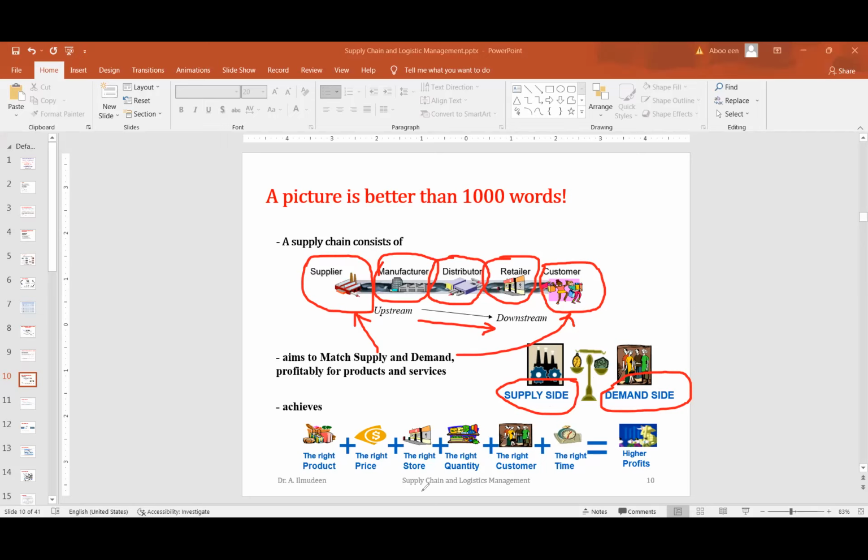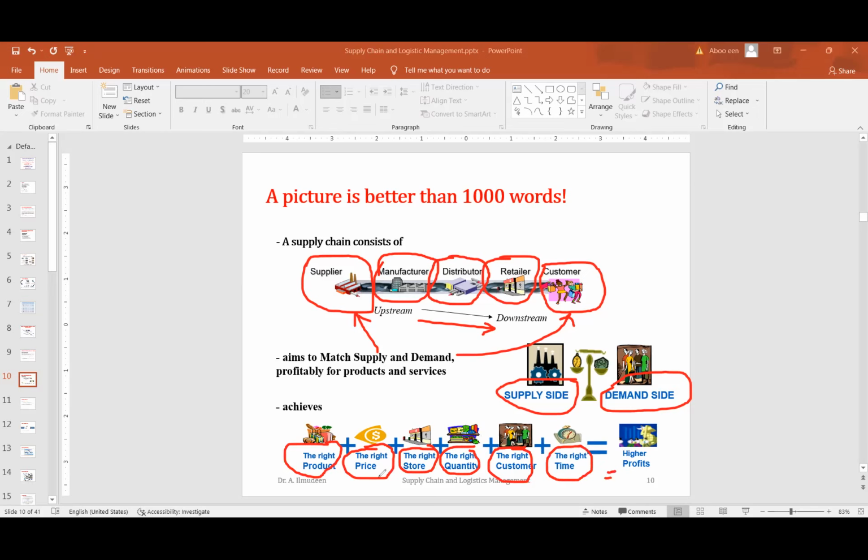Because the company wants to earn the right profit, and the customers want to get a quality product and satisfaction in the product. So it should be balanced. Only then can both parties sustain, and both can enjoy their supply and their consumption. You see, the right product, right place, right price, right time, right quality, right customers, then they can enjoy higher profit.